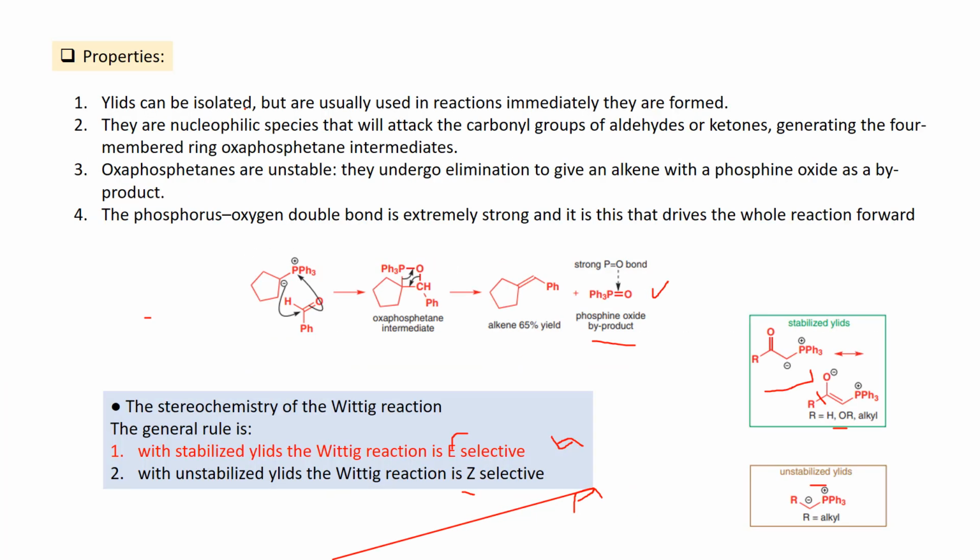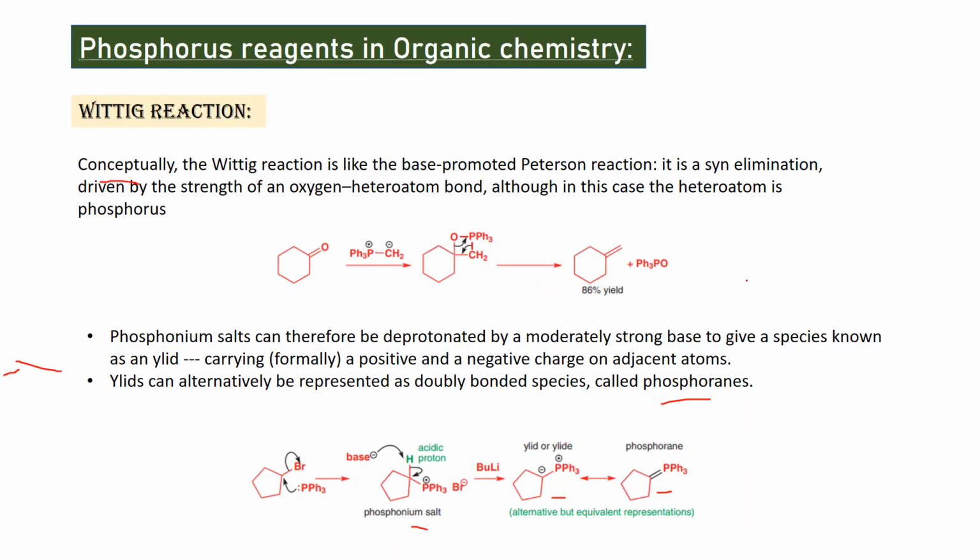Ylides can be isolated but are usually used in reaction immediately after they are formed. So usually we take this phosphonium salt and add base in the medium, so that this phosphonium ylide generates in the medium directly and it can react. Because if you separately make this phosphonium ylide and take part in the reaction, the reactivity of the reagent is not that good. So we usually take this phosphonium salt, and in that reaction vessel we add the base, and this ylide generates, and it reacts with our desired substrate.